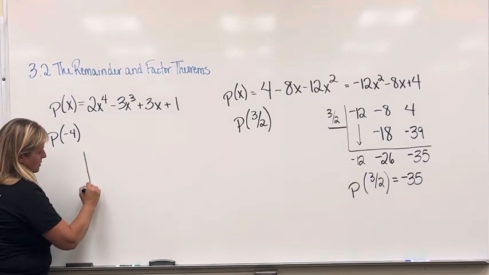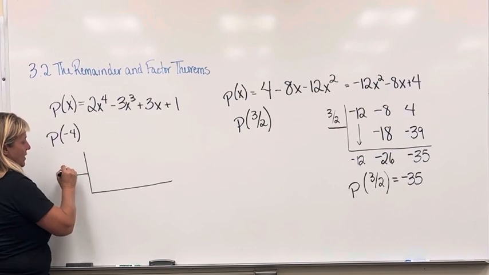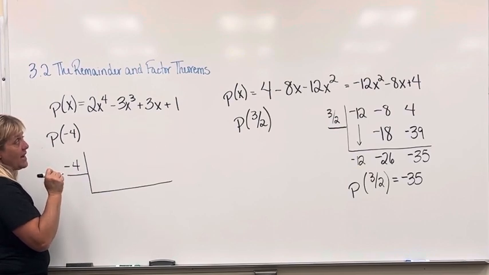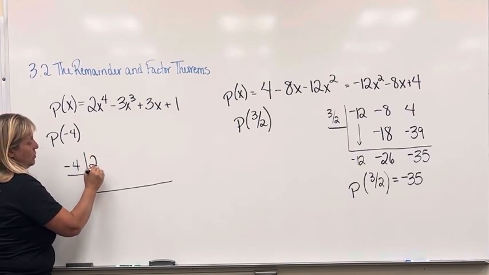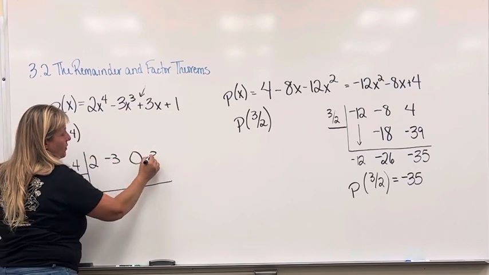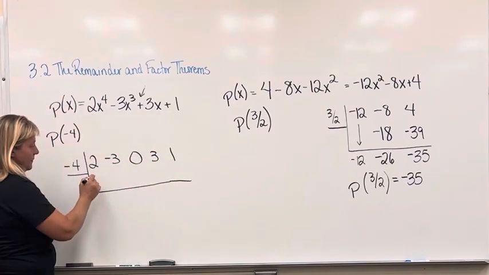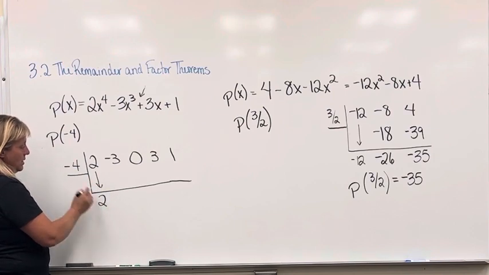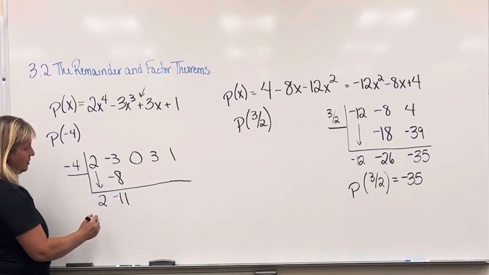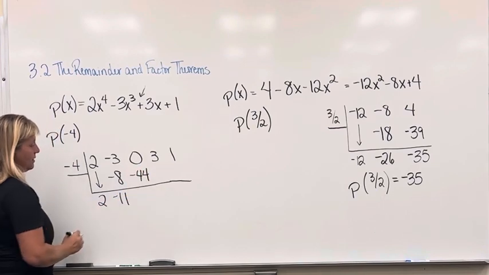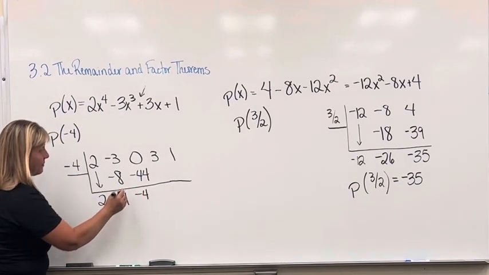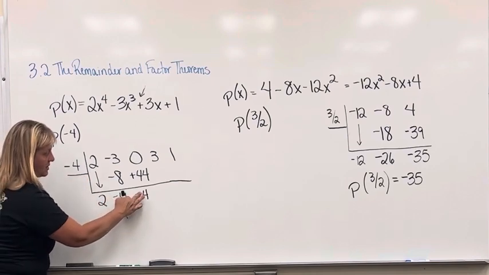Alrighty. So we make our box, put our negative 4 on the line, and then when we go to write this in, remember, you get into the habit of doing this fast, but we need those placeholders. So we've got 2, negative 3, 0, right? Somebody is missing here, 3, and 1. Under the box comes the 2. Now we have negative 8. Okay, negative 11. Okay, the numbers are getting bigger, but that's okay, we can still do it. Negative 44. So negative 44. Oh, no, that's a positive 44, isn't it? Make sure you get the correct sign. So positive 44.